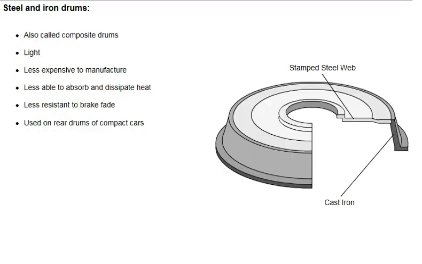Steel and iron drums are also called composite drums. These drums are light and less expensive to manufacture. However, they are less able to absorb and dissipate heat and less resistant to brake fade. They're generally used on rear drum brakes of small cars.